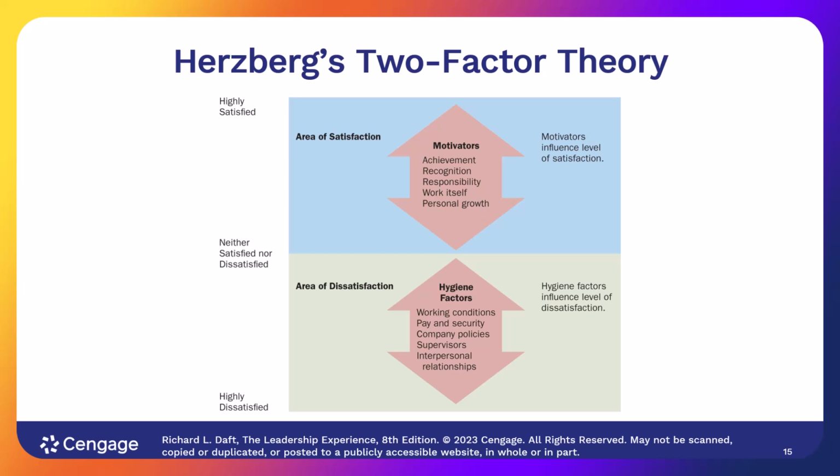Now, on the areas of dissatisfaction: working conditions, pay, security, company policies, supervisors, interpersonal relationships. Hygiene factors influence the level of dissatisfaction. When you have poor working conditions, it's hard for people to feel good about going to work. Pay and security: whether you have low wages and whether or not you have low job security. I mean, people getting laid off every 3 months.